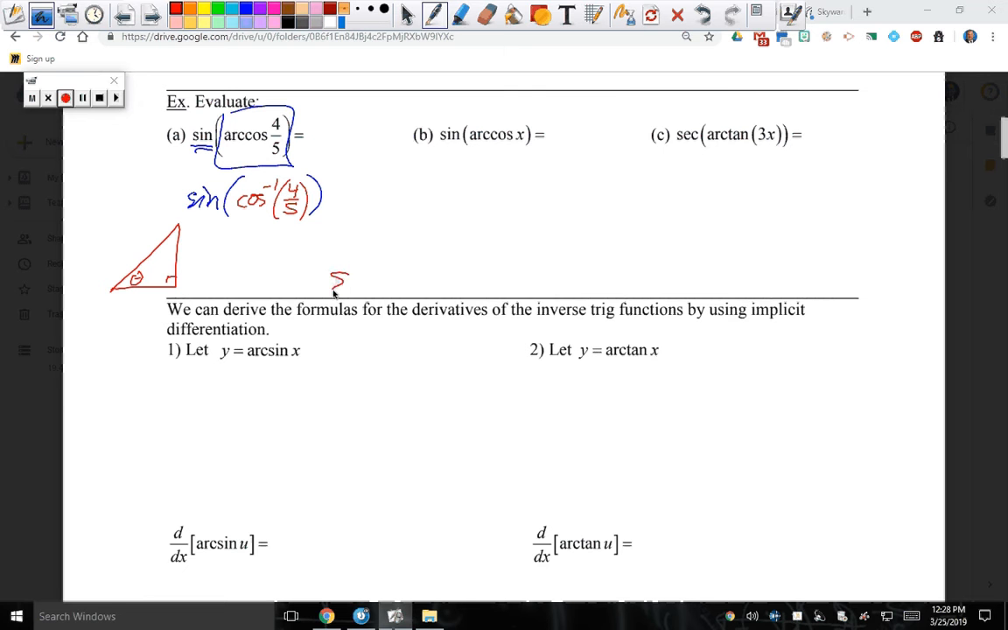Now, cosine, SOHCAHTOA. Cosine is dealing with adjacent over hypotenuse. Okay? Which one of these is my adjacent that they gave me? 4. And the hypotenuse is 5. So if adjacent is 4 and the hypotenuse is 5, what would this missing one be? 3. 3, 4, 5, right triangle. You have to solve the triangle so that you can then say, what is the sine here? The sine would be opposite over hypotenuse, which is 3/5.